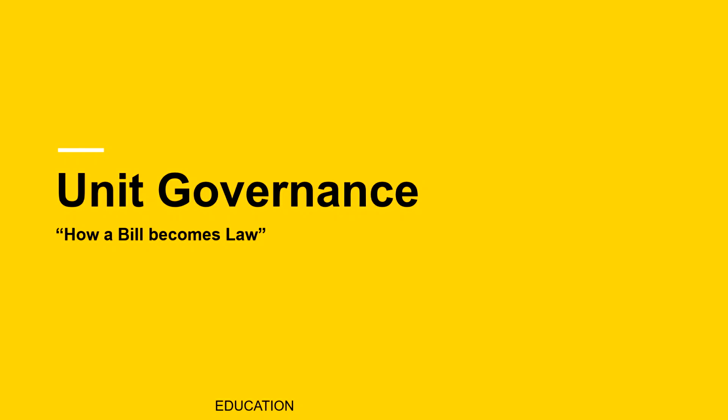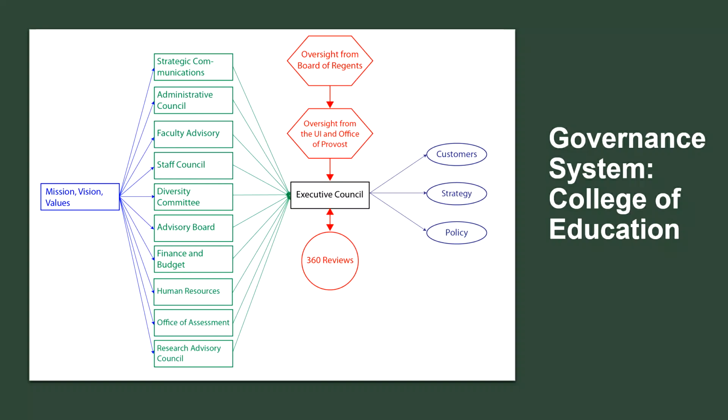Moving on here to the second category or the second topic of unit governance. This section is all about how a bill becomes law, which is an important consideration when thinking about organizational improvement. At the broader level, this is really about the process the unit uses for changing its approaches. So if there's going to be a new way of doing things, how does the unit go about making that change and seeing it through?